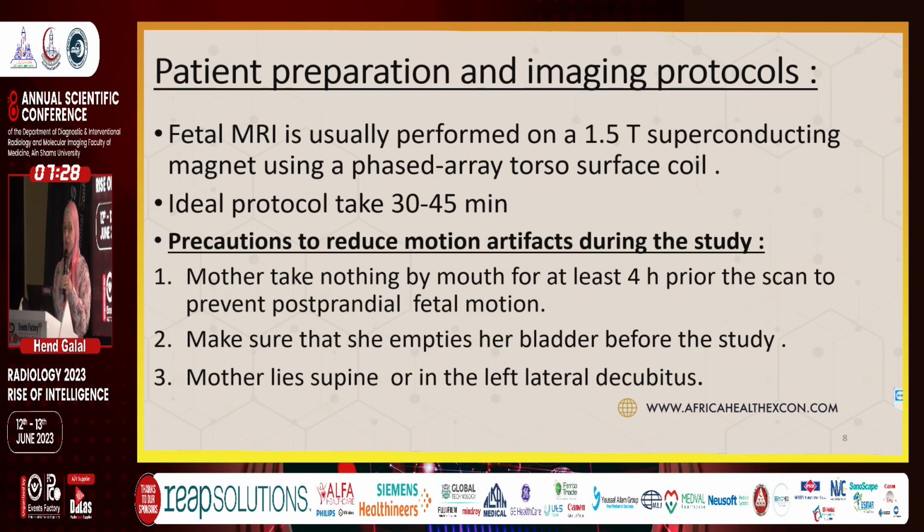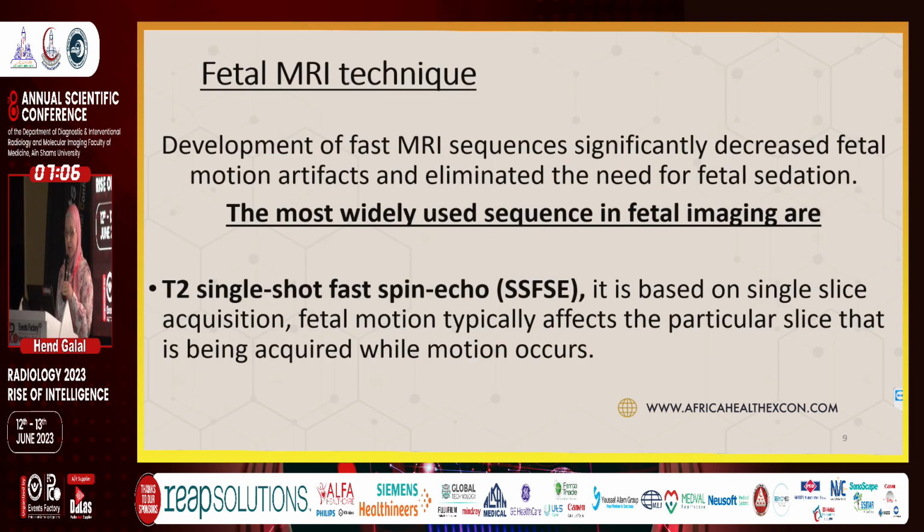The main precautions to reduce the motion of the fetus and to calm the mother: she comes in early morning with at least 4 hours of fasting. Make sure that she empties her bladder because she will stay for 40 minutes in the recumbent position. The mother is requested to lie either in supine position or lateral decubitus, whichever she prefers.